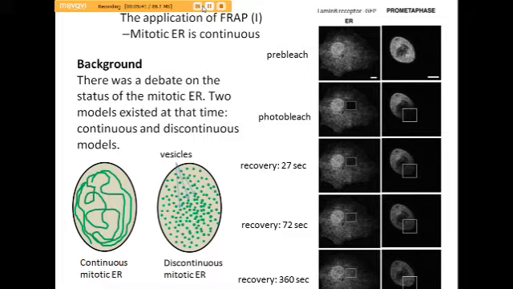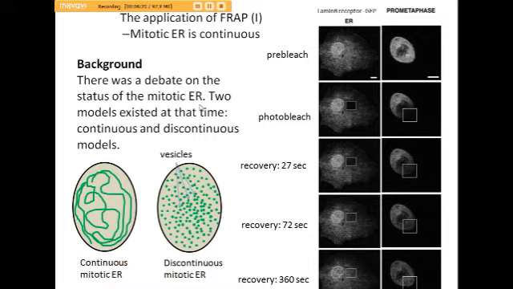Here is one good example of the qualitative application of FRAP in cell biology. In the 1990s, there was a debate on the status of mitotic ER, which is the ER during cell division. We know that during cell division, the mother cell divides into two identical daughter cells. So mammalian cells must determine how to divide everything in half, including the ER. We know that during interphase, there is only one continuous ER.